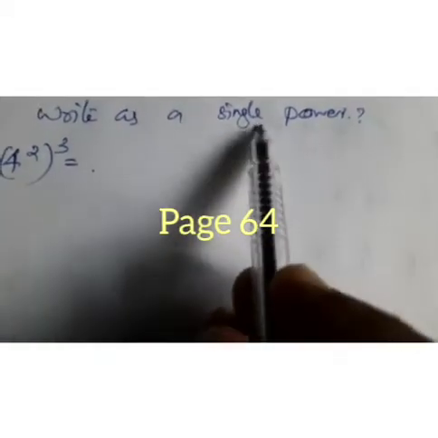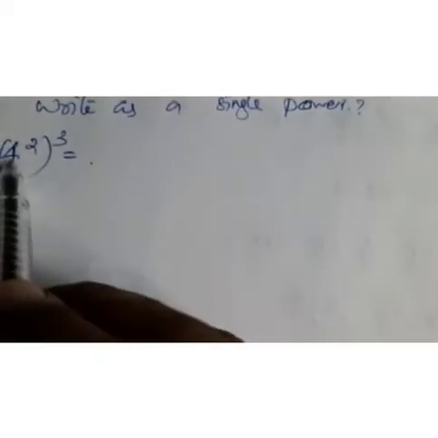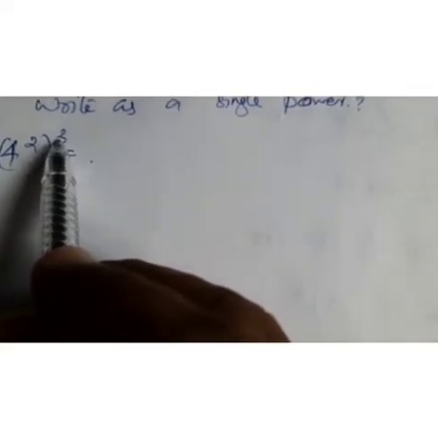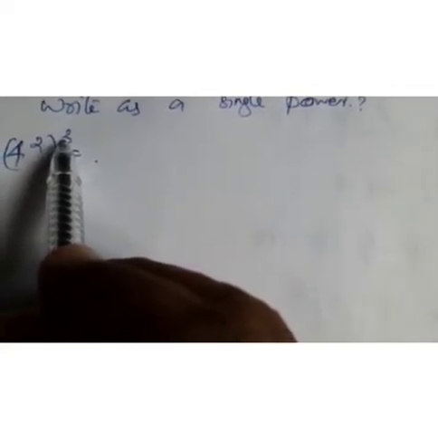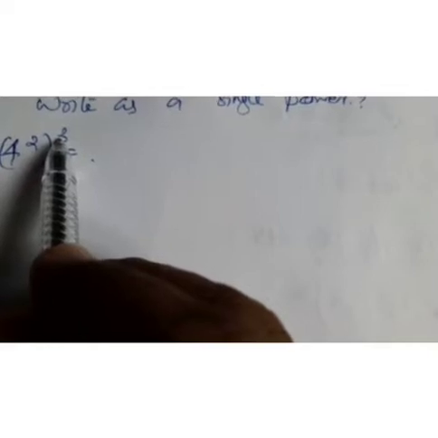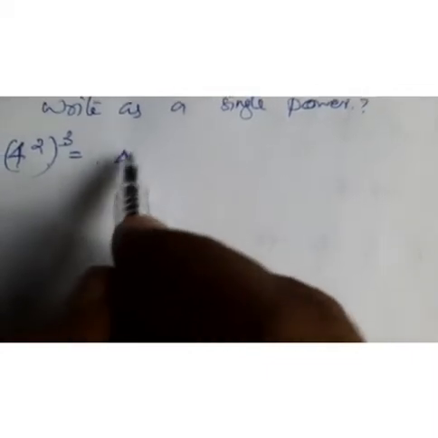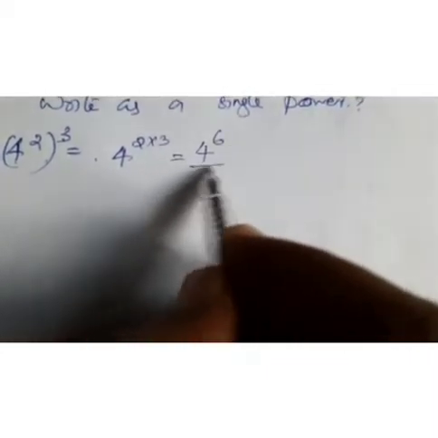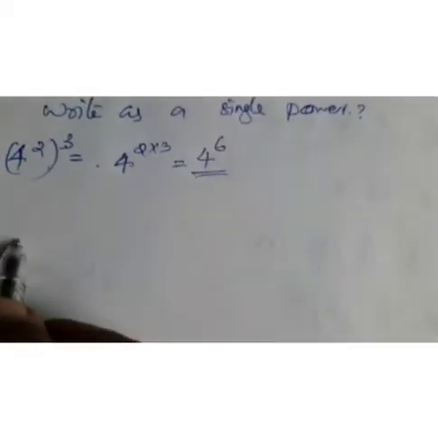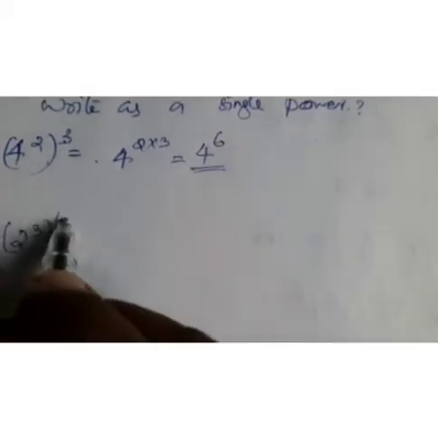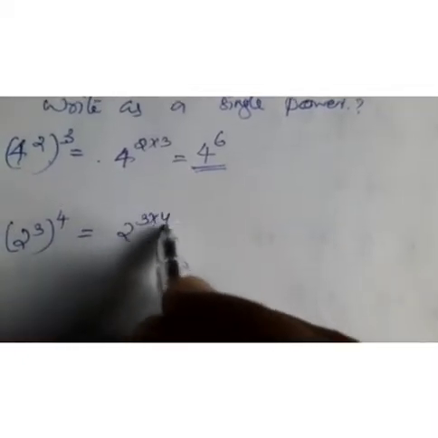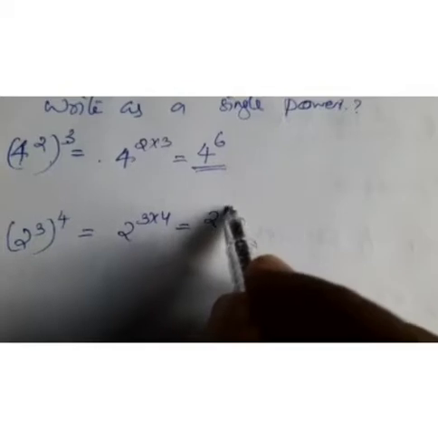This is another. Write as a single power. 4 raised to 2 whole raised to 3. How will you write? a raised to m whole raised to n is equal to a raised to m into n. That is 4 raised to 2 into 3. How will you write? 4 raised to 6. Then one more thing. 2 raised to 3 whole raised to 4. How will you write this? 2 raised to 3 into 4. So it is 12.